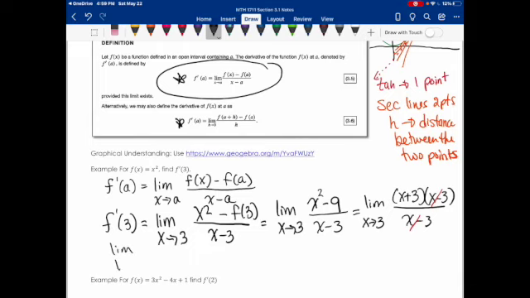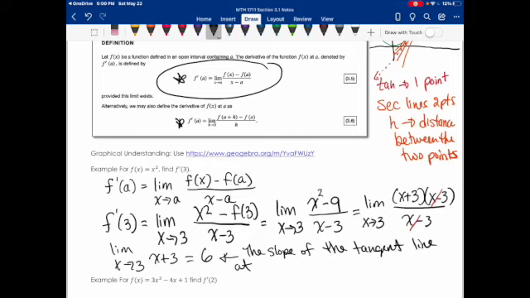And then I'm going to finish down here because I'm running out of room. That's the limit as x approaches 3 of x plus 3. Now, when I plug in 3, using our limit laws and direct substitution, I get 6. So the slope of the line, let me write this down. What this 6 means is the slope of the tangent line at x equals 3 on the curve x squared is 6.